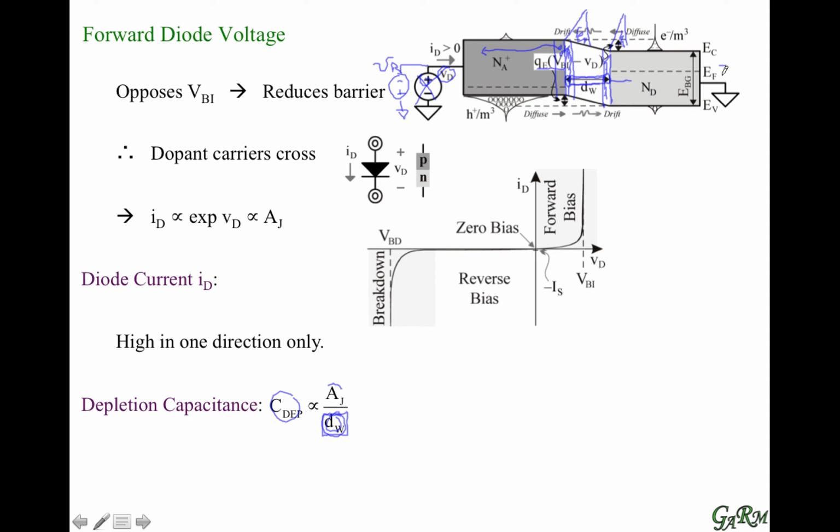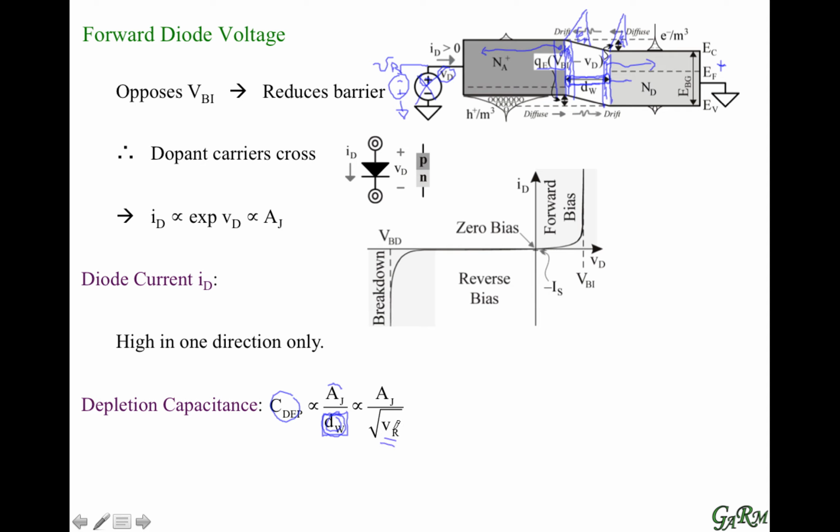And on this side, applying a negative voltage to the P side is like applying a positive voltage to the N side, and that attracts electrons away from the depletion region, thereby increasing the separation. So what we're saying is that the separation increases with reverse voltage.